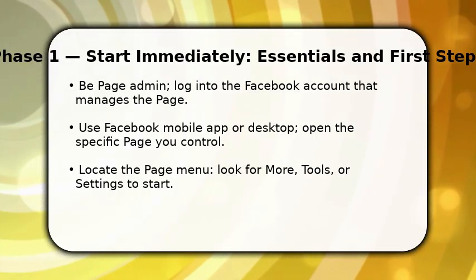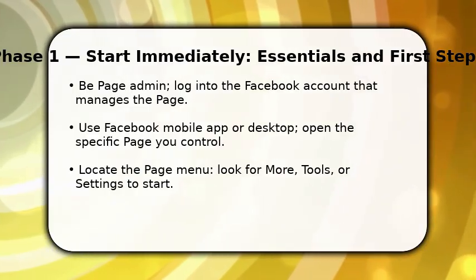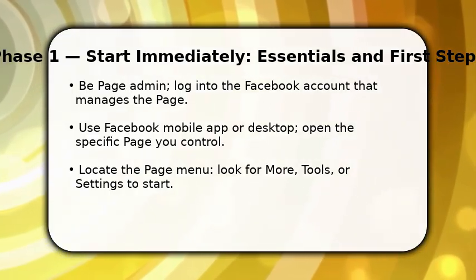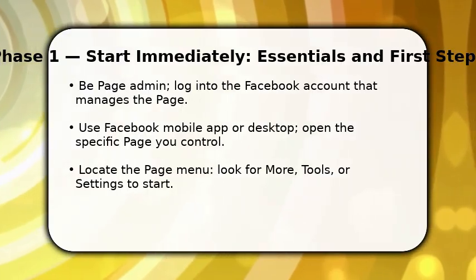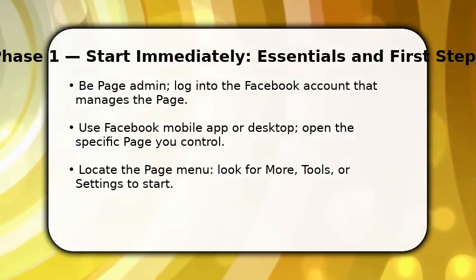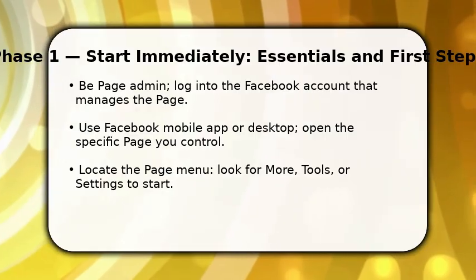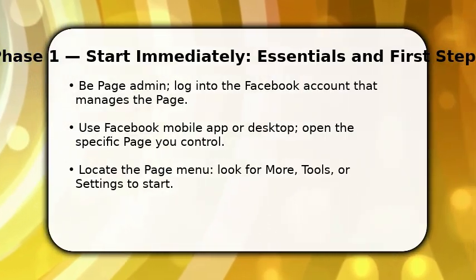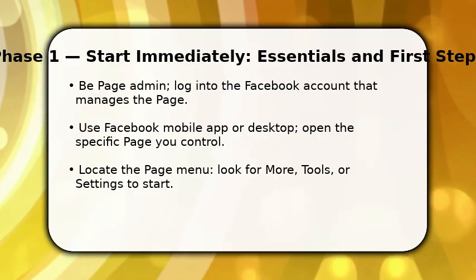You need admin access and the page already created. Once you have that, open Facebook on your phone or desktop and go straight to the page. On mobile, tap the Page tab. On desktop, click your page from the left or top menus. Make sure you're viewing the official page interface, not a personal profile.